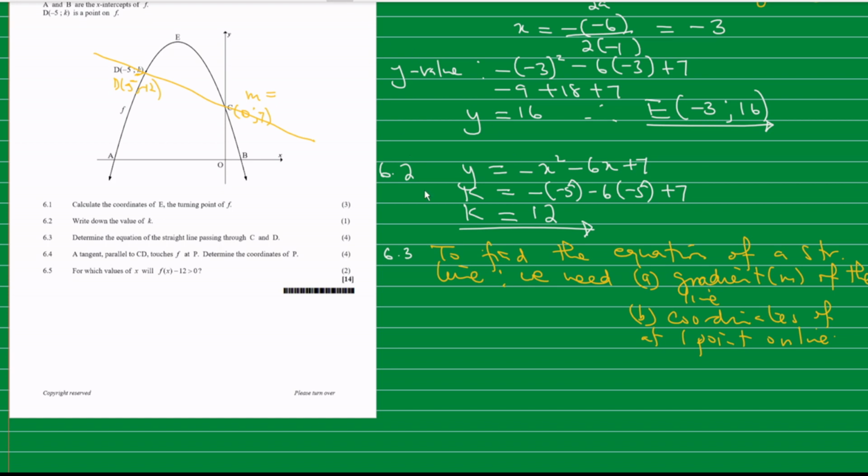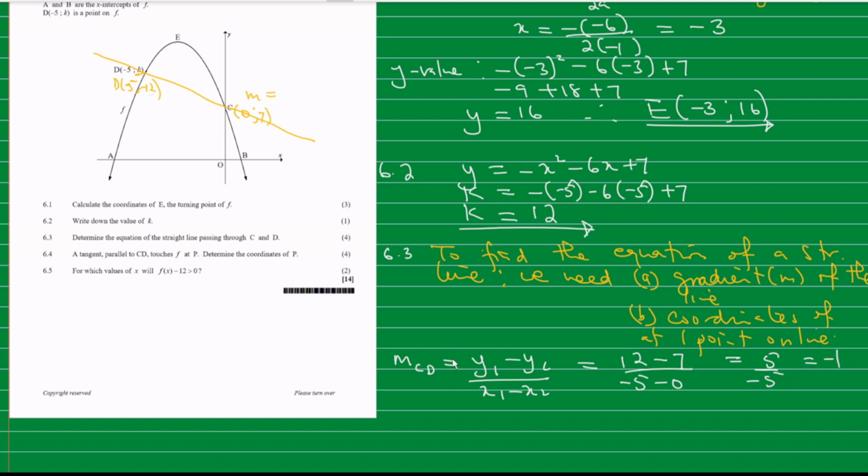So let us do that. We need the gradient m of CD, which is y1 minus y2 over x1 minus x2. Our y1 is 12 subtract 7 over -5 subtract 0. In this case, we are going to get 5 over -5, which is -1.